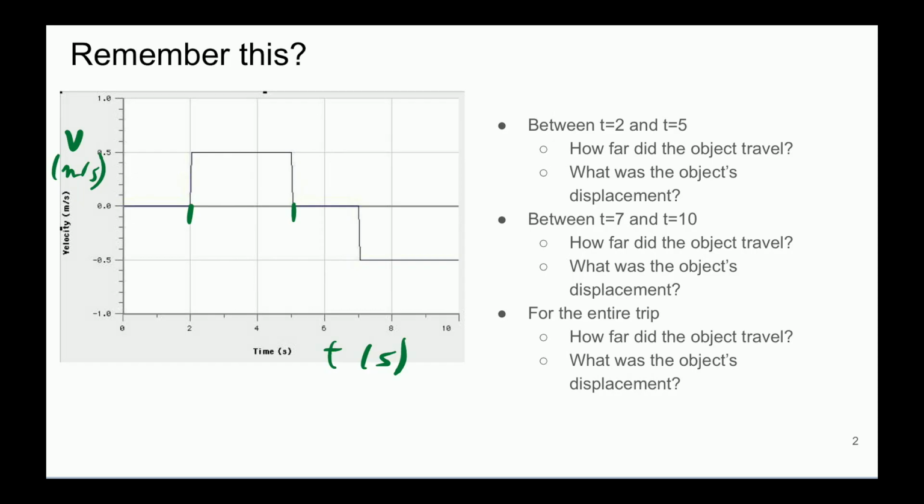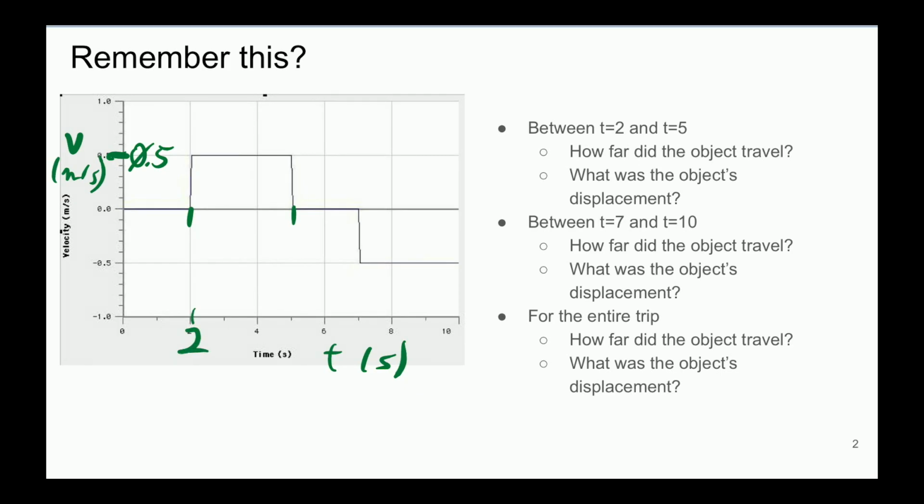Now we know that the velocity is 0.5 at that level. I know it's probably hard to read in the video, these numbers. Here's 2, here's 5, right? So you're going at 0.5 meters per second of speed and in the positive direction, because this is the velocity. And you're doing it over the course of 3 seconds from time 2 to time 5. It's kind of easy to visualize, right?